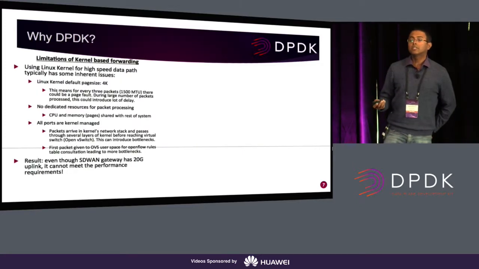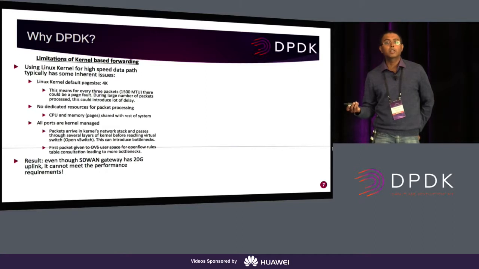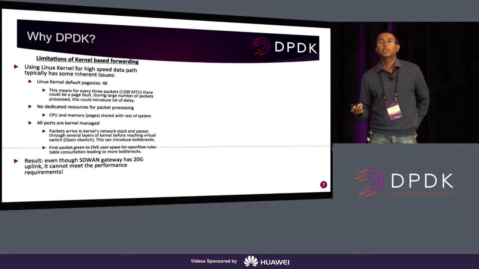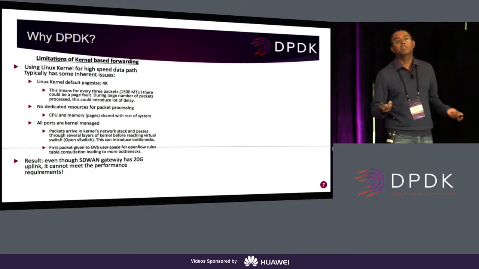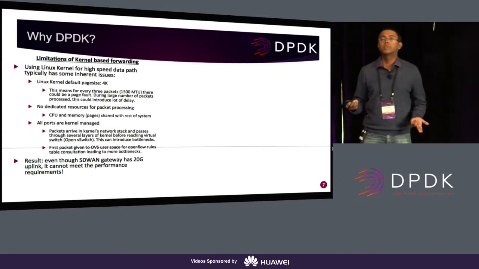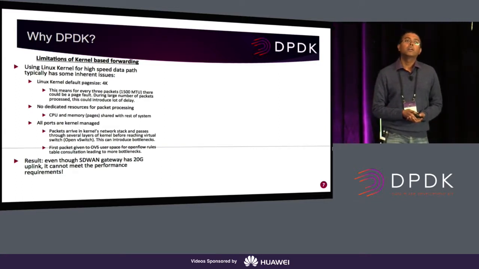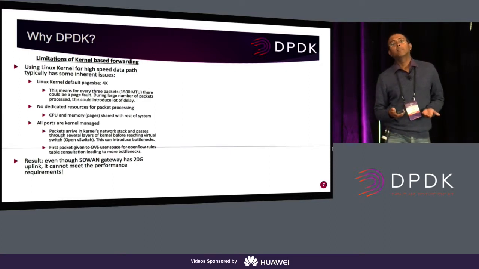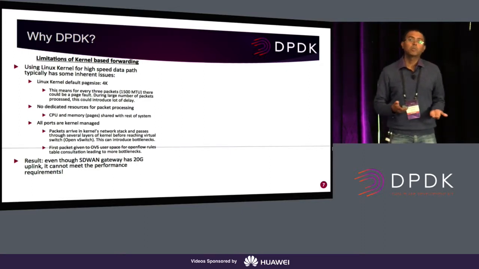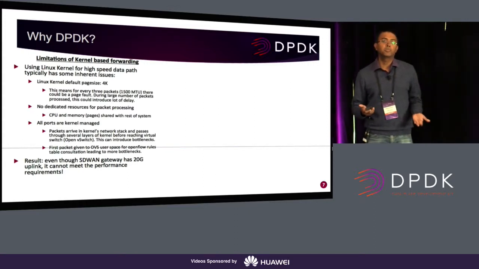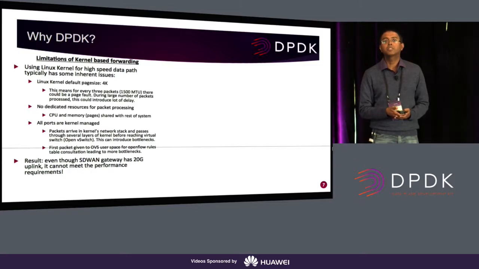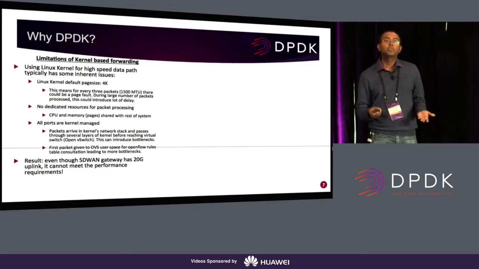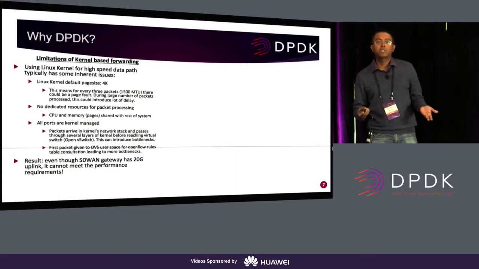So what are the limitations? The limitations on the kernel side, kernel-based forwarding, will be again that 4K page size limitation. So you can only have a certain number of packets, and whenever they cross the page boundary, you will incur a TLB miss, and then there will be page faults, which have to be handled. When you are talking about a higher amount of throughput, this does play a telling effect on your performance. Then there is no dedicated resource management with kernel-based forwarding. So that is, again, an issue. If you want very high throughput, it can never support more than a few gigs per second.